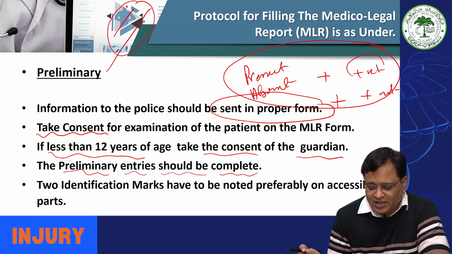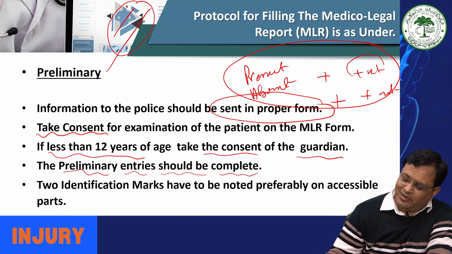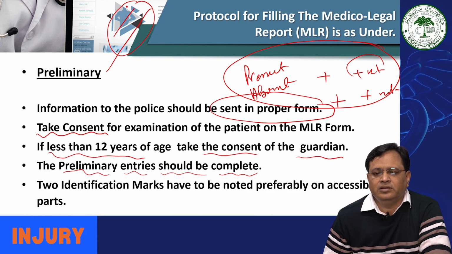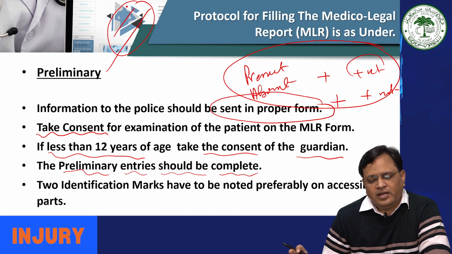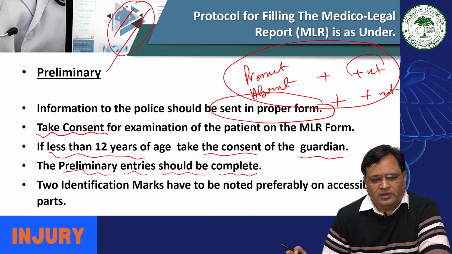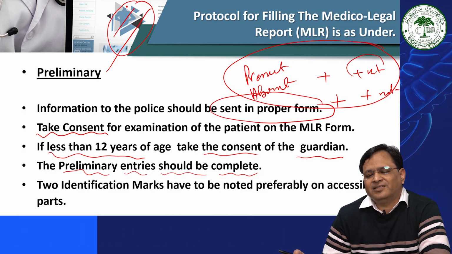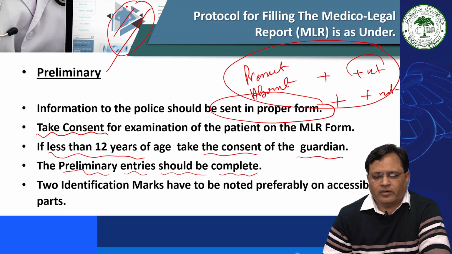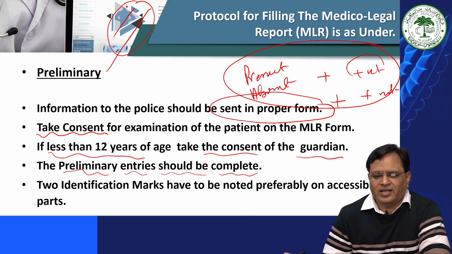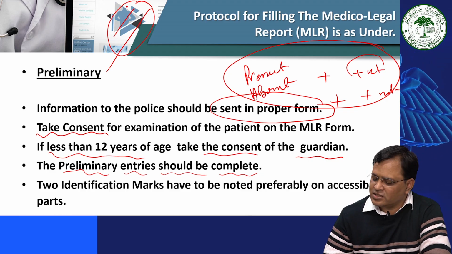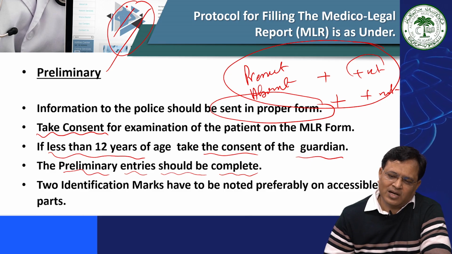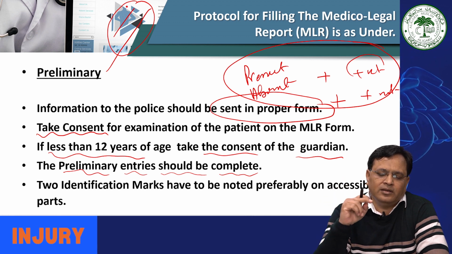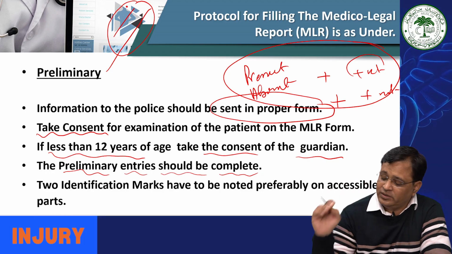Two identification marks have to be taken, preferably on an accessible part. I have already discussed in the previous lectures what the identification marks are. First of all, they should be permanent. They should be immobile with time, and they should be present on an easily accessible part of the body, because we should not make a person get completely naked for examination. It should be on the hand, the face, the leg, or the neck, on an easily accessible part, and at least two or three marks should be taken, because in due course of time a person may lose one of the marks. So we should be aware of that.